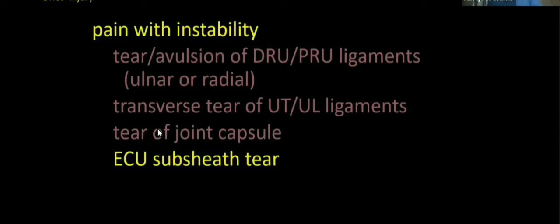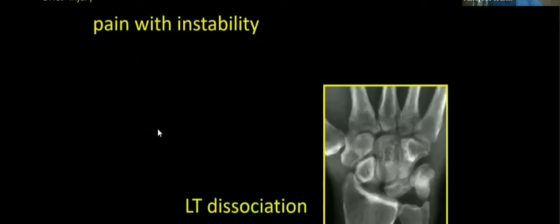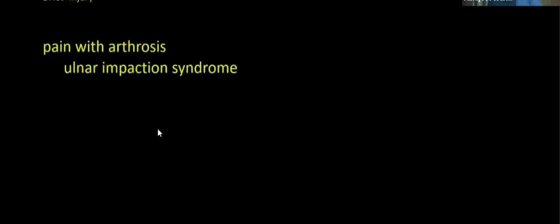When you have a patient presenting with pain and instability of the DRUJ, this is usually because of a tear of the radioulnar ligaments or a transverse tear of the ulnocarpal ligaments, a tear of the joint capsule, a tear of the ECU subsheath, or TFCC avulsion. Now, LT dislocation resulting from a tear of the LT ligament is again something that you should keep in mind when you are considering instability. The third scenario is pain with arthrosis.